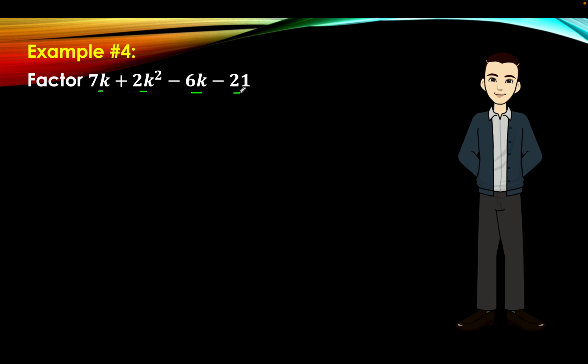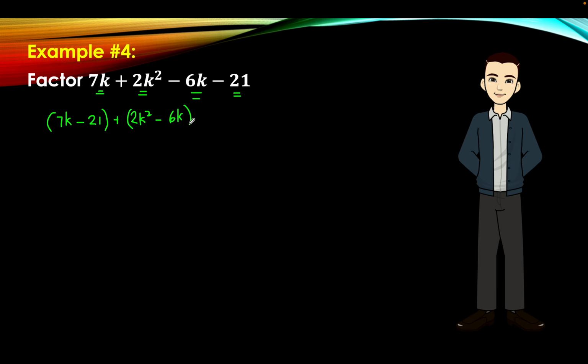And here, we can see that 7k and negative 21 have a common factor. The same also with 2k squared and negative 6k. And the operations within the binomials are the same. Thus, we have the quantity 7k minus 21 plus the quantity 2k squared minus 6k.